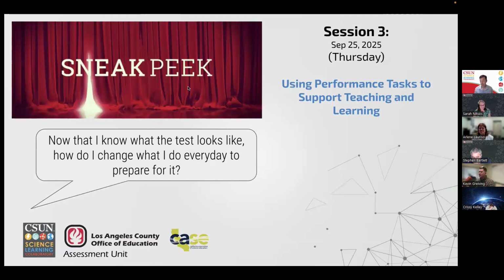And just to remind you where we're going next: now that we've learned what the test looks like, how do I change what I do every day to prepare for it? That is coming up in session 3, one week from today. And this is a good place for us to stop for questions. We're not going to worry about the survey, Sarah.